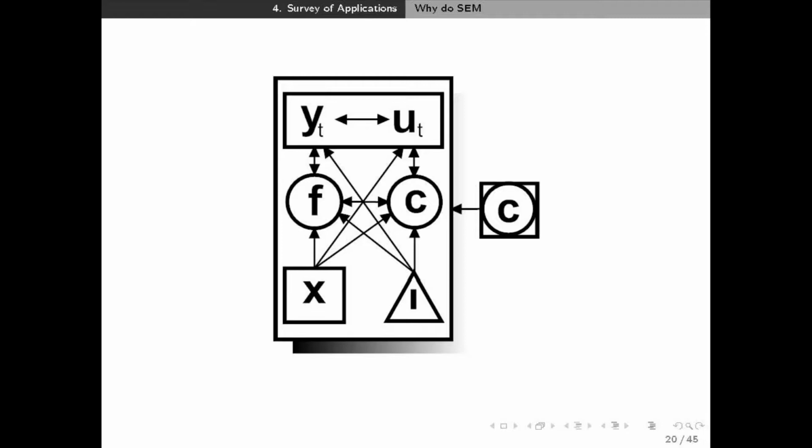Latent variables are going to be enclosed in ovals. So we've got an F and a C in a box. The F is going to be a continuous latent variable. The C is going to be a categorical latent variable. And the C in a box is going to be a special type of categorical latent variable for doing multiple group modeling. And the I in a triangle is a constant term. It's a little convention that was used in longitudinal data analysis and the structural equation modeling framework.